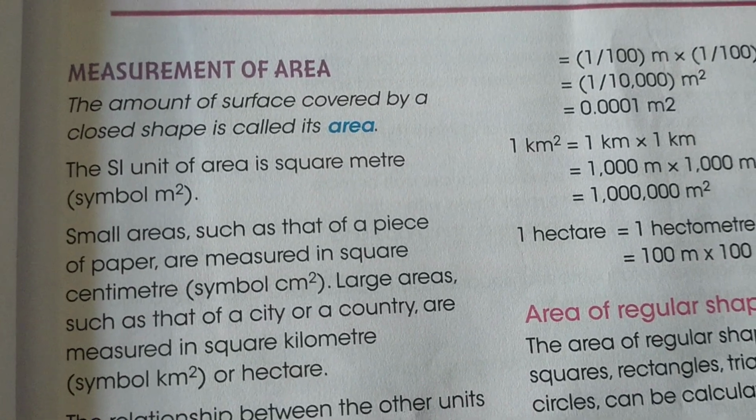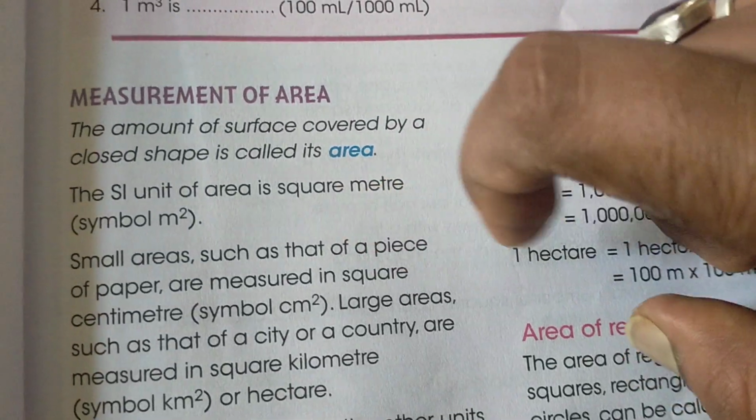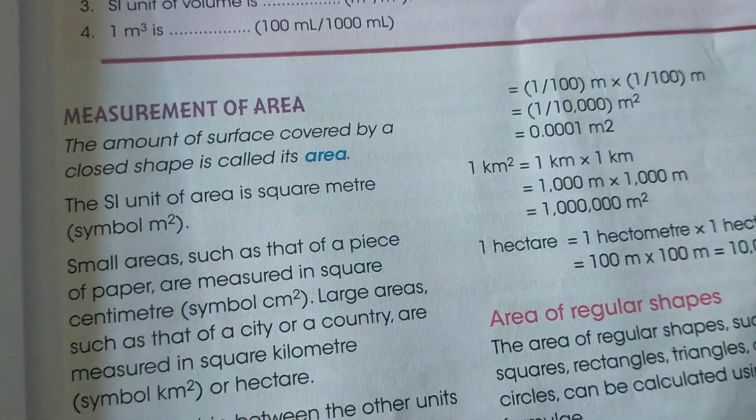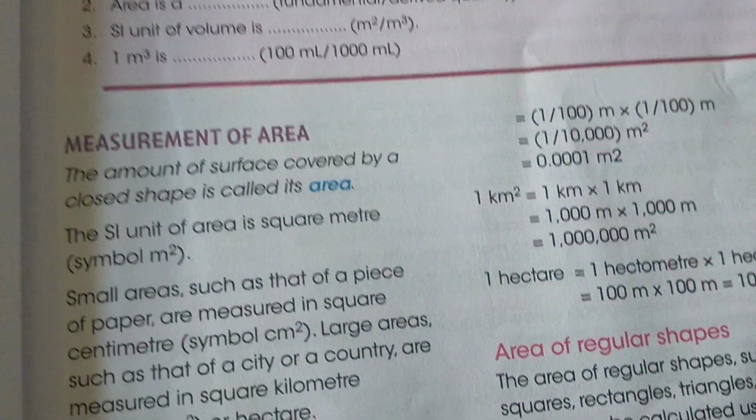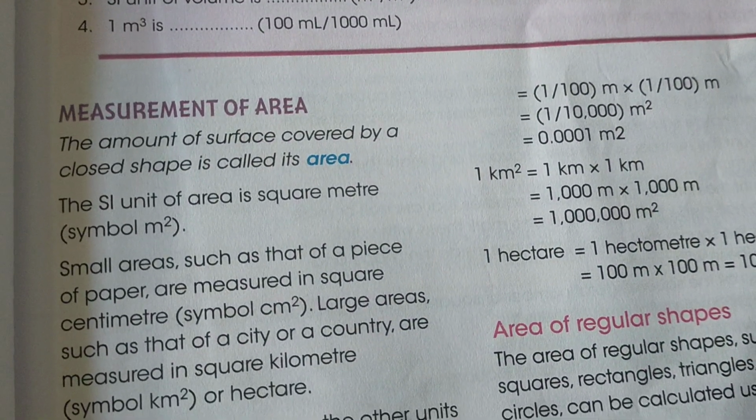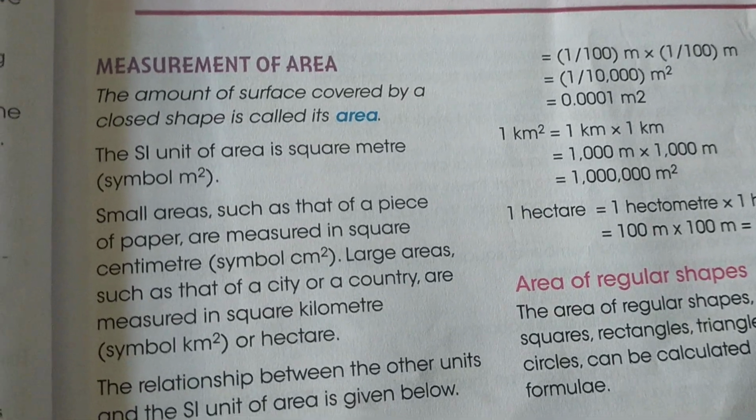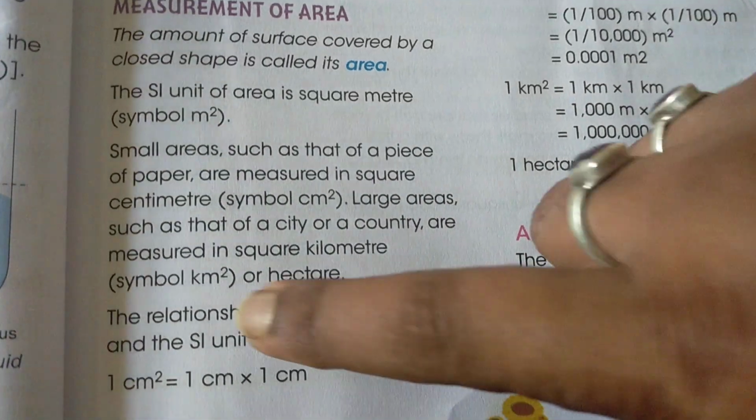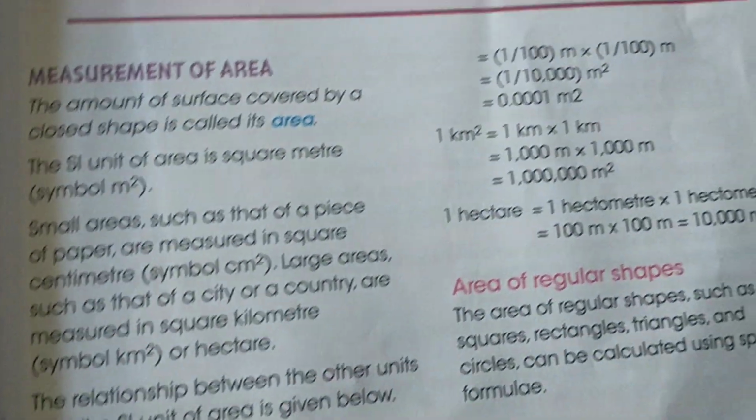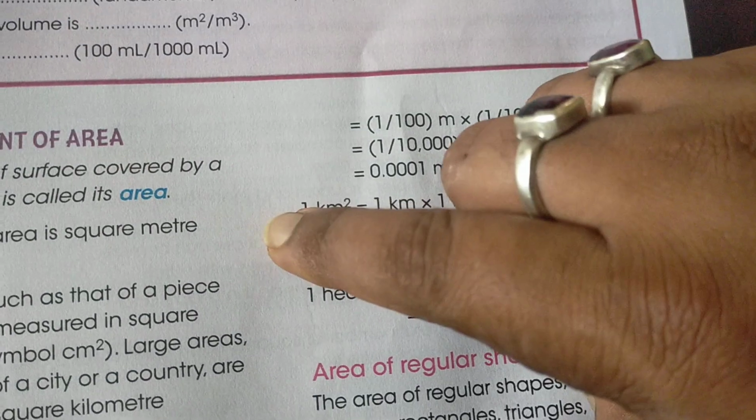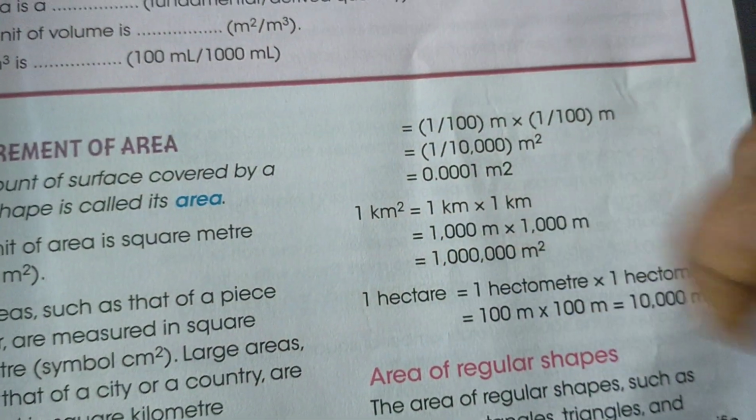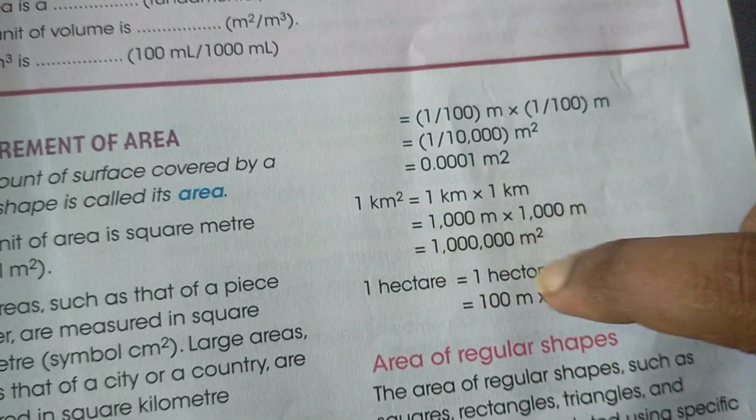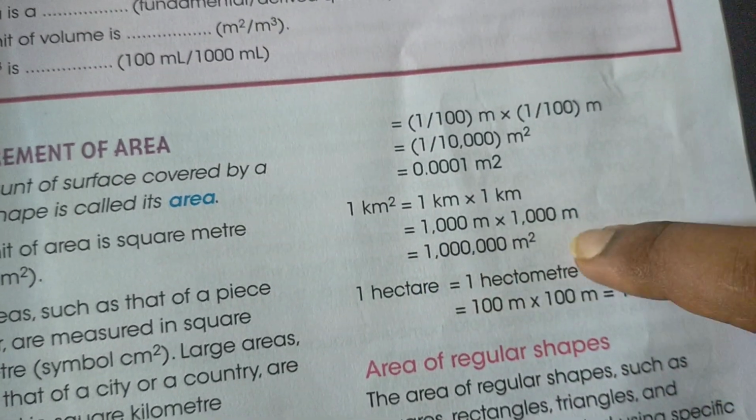But here we have area. The area unit is meter square. If I ask what is the area of a square, that means length into length, meter into meter, meter square. So area is also a derived quantity. Smaller quantities can be in centimeter square, larger in kilometer square. So these are all conversions. Now 1 kilometer square means 1 kilometer into 1 kilometer. 1 kilometer equals 1000 meter, so 1000 and 1000, that means 6 zeros, so 10^6 meter square.